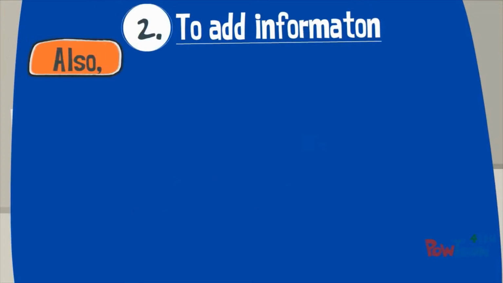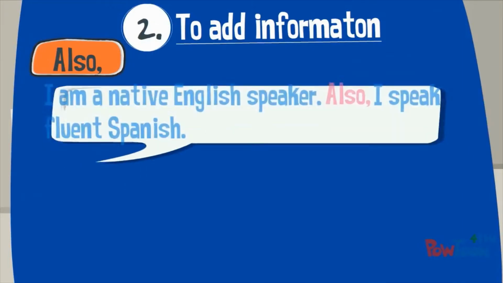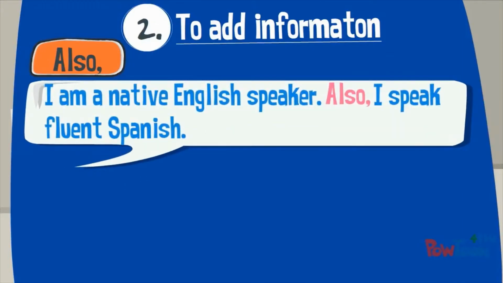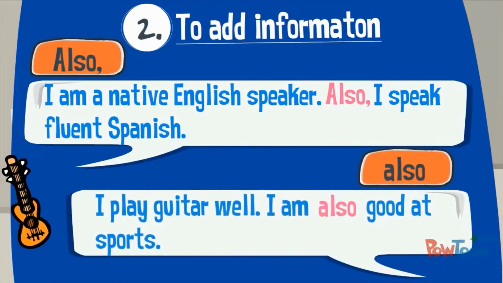We place "also" at the beginning of the second sentence. For example, I am a native English speaker. Also, I speak fluent Spanish. We can also place it in the middle of a sentence, such as, I play guitar well. I am also good at sports.